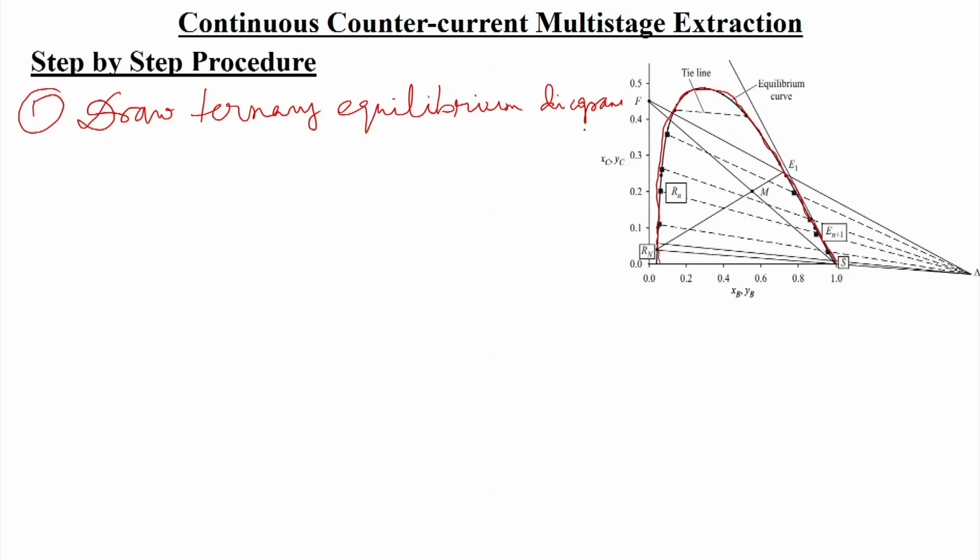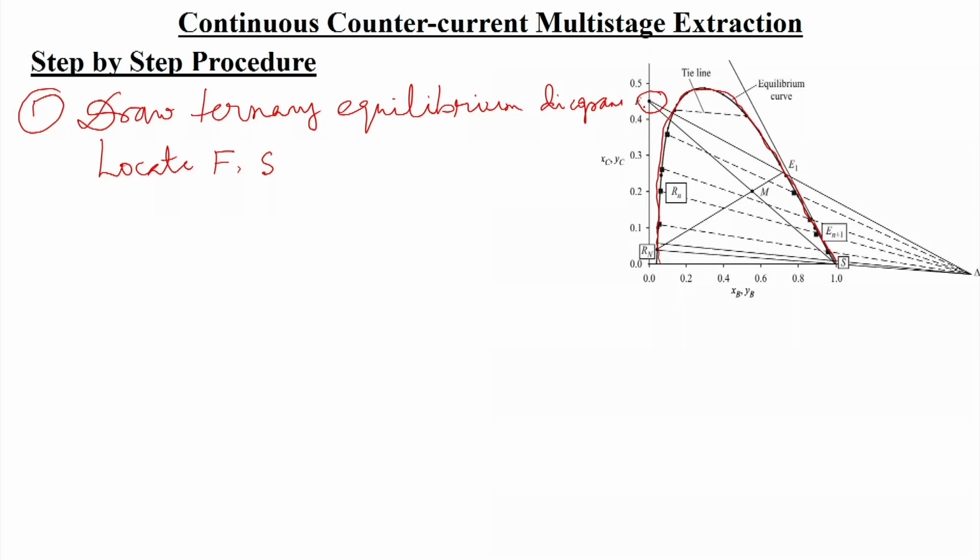Okay. Then we need to locate the feed point as well as the solvent point. For the feed point, the composition is already given, that is, how much solute is there. Suppose in this case, around 45% solute is present in the feed.